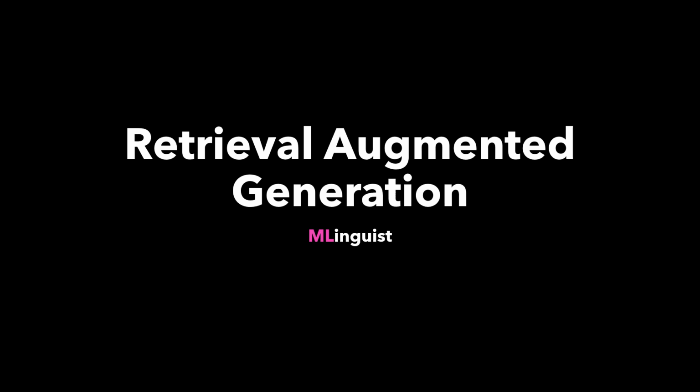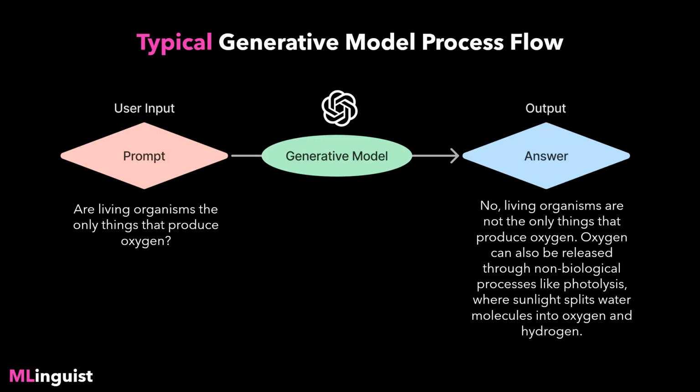Today's video is going to be about retrieval augmented generation, or RAG for short. To better understand RAG, we first need to understand what a typical generative model process flow looks like. Let's say I had a question about oxygen production, and I input that into a generative model like GPT-4o. The output I'd get would be a decent answer based off the knowledge the model has access to only.